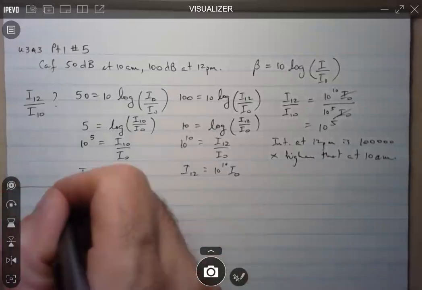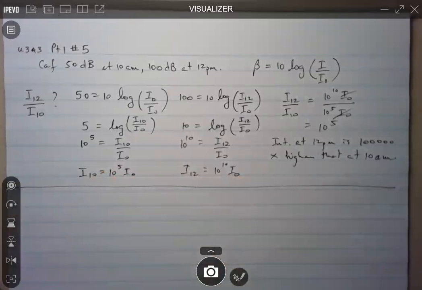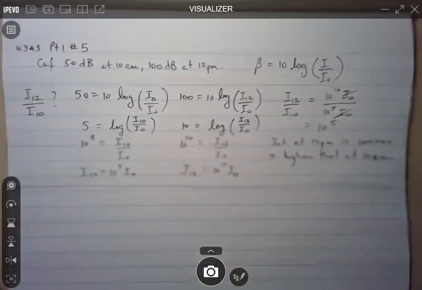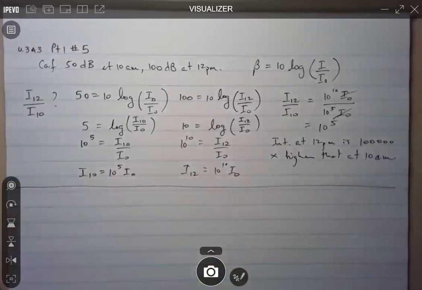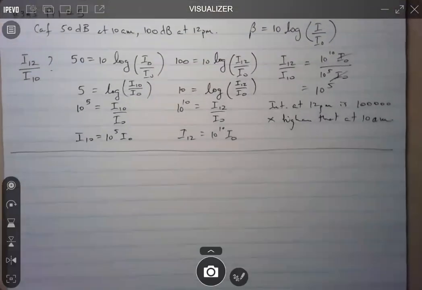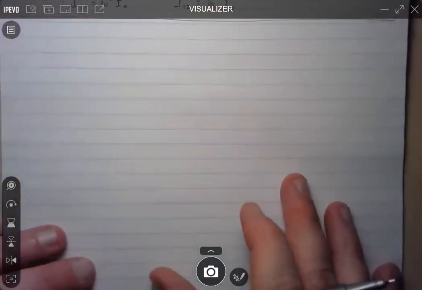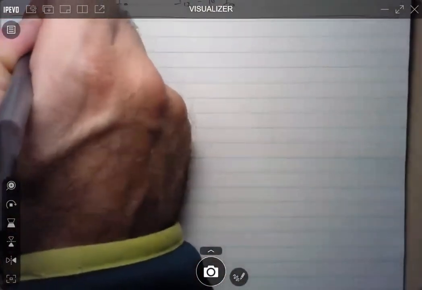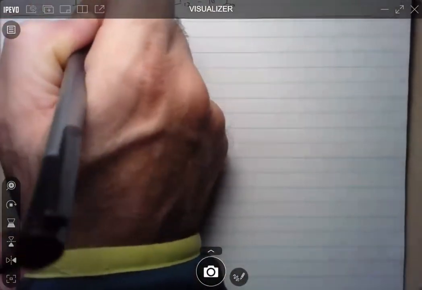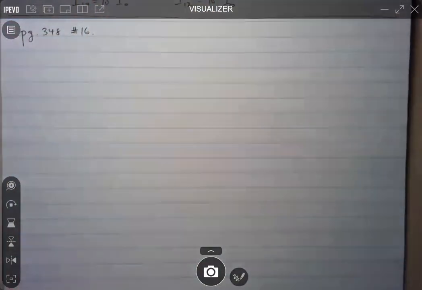Okay, so now we've got one from the textbook. So this is 348, number 16. Let me try to find that. Okay, so here it says an investment pays 8% interest compounded annually. So write the equation that expresses the amount as a function of time.